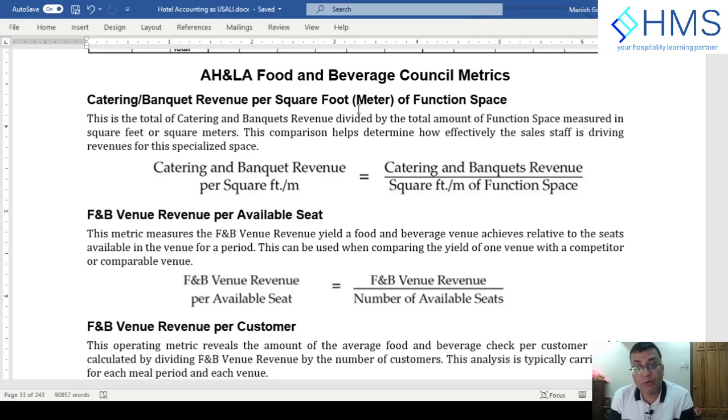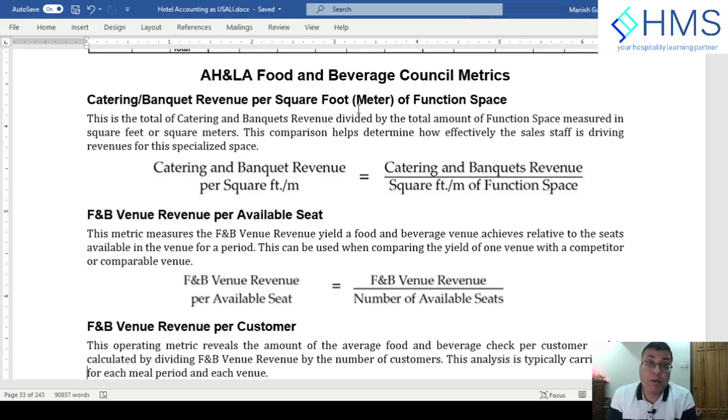So how are you going to calculate that? Total revenue divided by the square feet in the function space. This helps to understand how effectively the sales staff is driving the revenue for the specialized space. And also you can compare with other hotels, right? If you are able to get the data from your competitors, you can also see how effectively they are using their function space and how effectively we are using our function space.